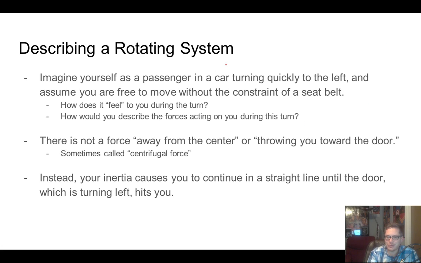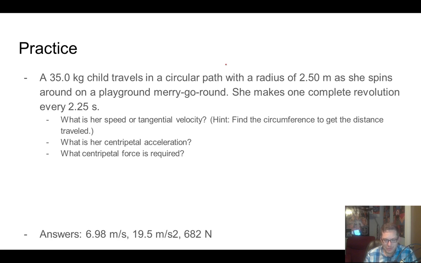All right, here we go. So let's try a practice problem. Notice that I've got the answers here at the bottom, but this is a pretty easy plug-and-chug kind of problem.